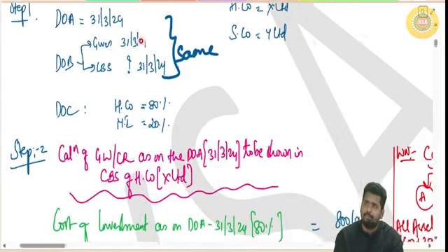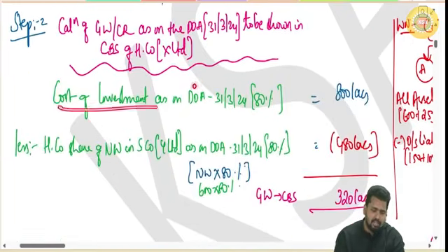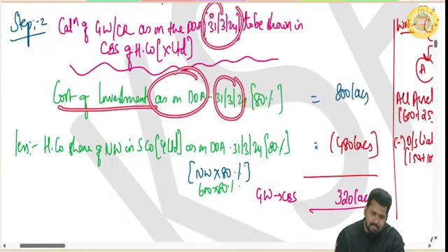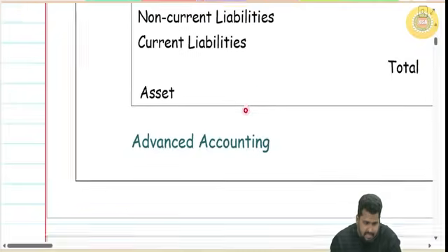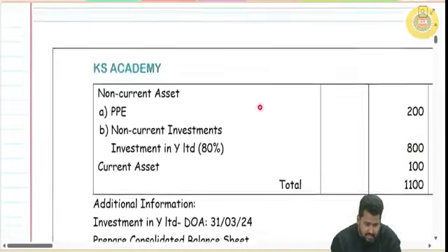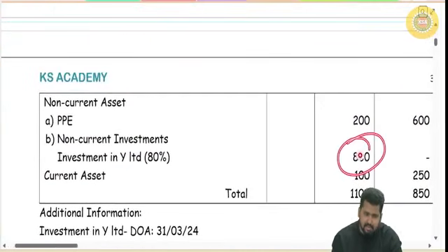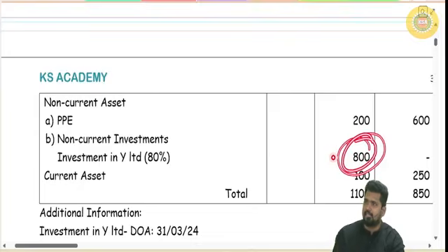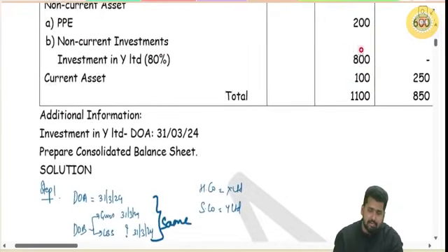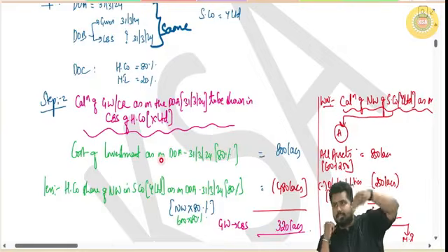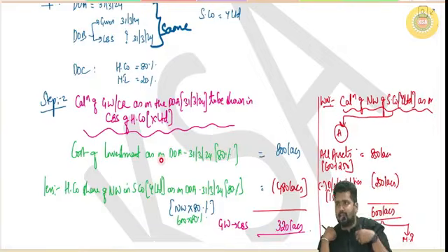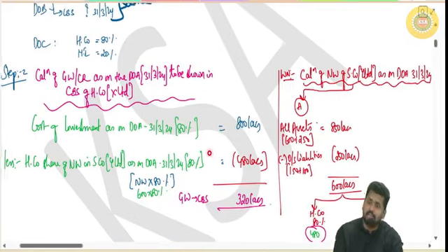So, cost of investment as on the date of acquisition, 31st March 2024: we are acquiring 80% only. Correct? For that 80% holding, how much are we paying? 800 lakhs we are paying. Now let me see, the total net assets of the subsidiary we will find. In that, how much of the 80% are we getting for what we are paying? So let's find the net worth of the subsidiary company.